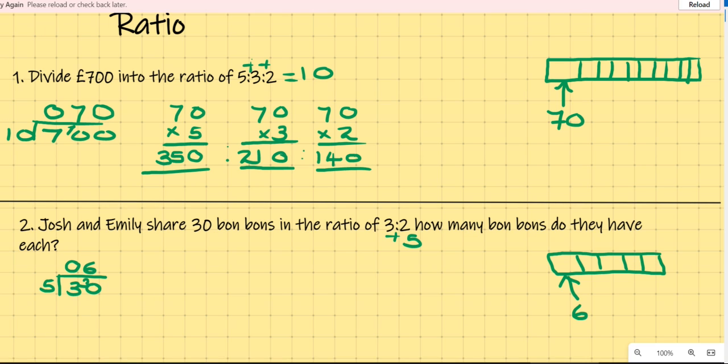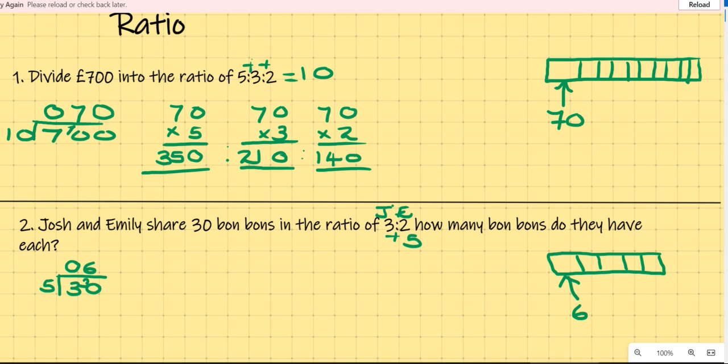Josh and Emily. I always write this on the top to remind me who gets what share, because otherwise you might get confused. Further down the line, they will just ask for Josh or Emily. Just keeps you on track a little bit.